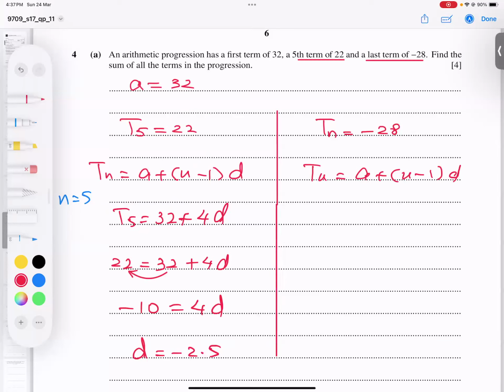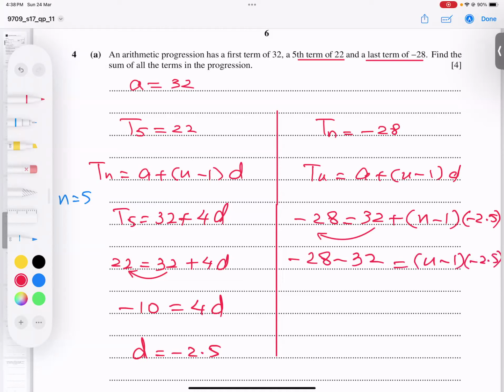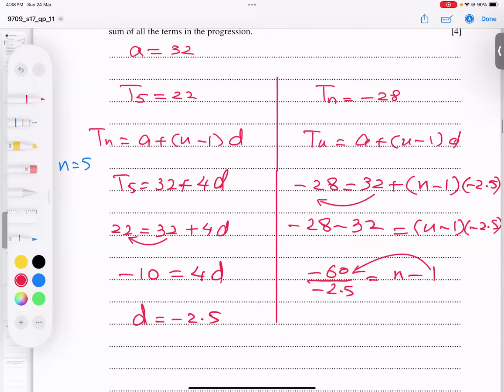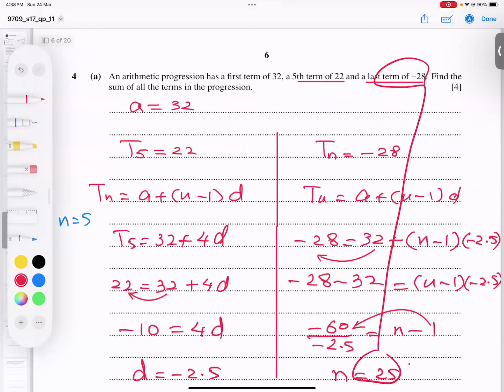Now Tn is negative 28. I'm replacing here: the first term is 32, the term number I don't know, the common difference is negative 2.5. 32 will go there, so negative 28 minus 32 equals, okay, I'm doing full algebra so you can understand. This is becoming negative 60, and this will be divided by negative 2.5 equal to this one. When one will go and add, minus minus cancel, I get 25 terms. It means this last term is the 25th term, very clear.